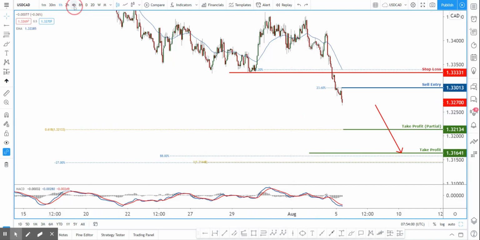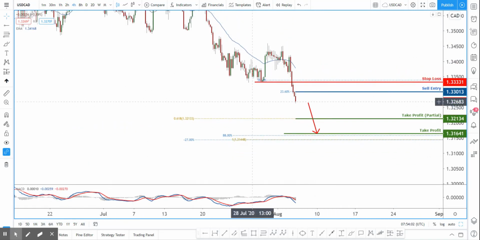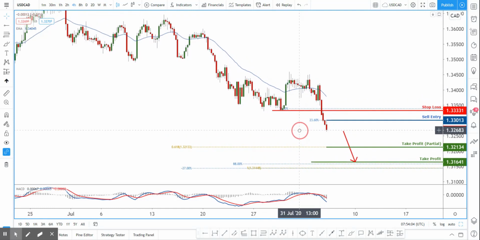I'm just going to zoom out a bit so it's easier for you guys to see. So this will be the trade of the day for dollar CAD. I see further downside pressure.